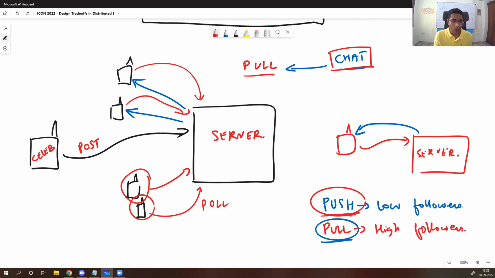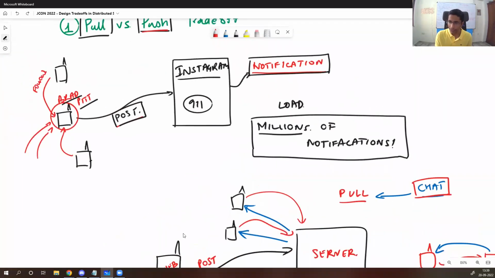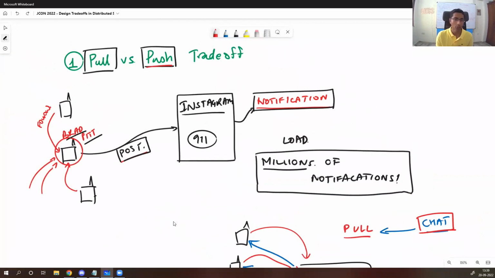Okay, any questions on this? Any thoughts on this? I'll take a minute, in case you have any doubt on the idea or what we are going with in this session.